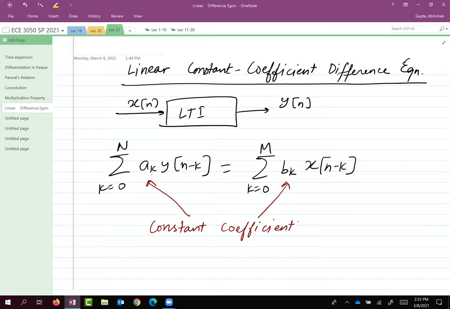So a_k and b_k, they are constant. They don't depend on n. They only depend on k. They are constant. And it's a linear difference equation. It's linear in y and it's linear in x. The equation is linear in y and linear in x. That's why it's called linear constant coefficient difference equation.